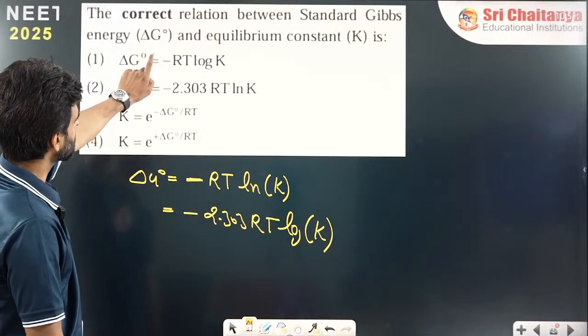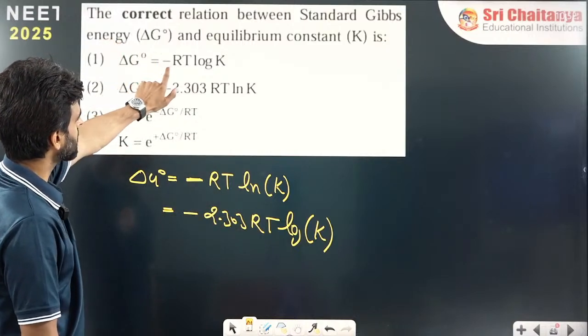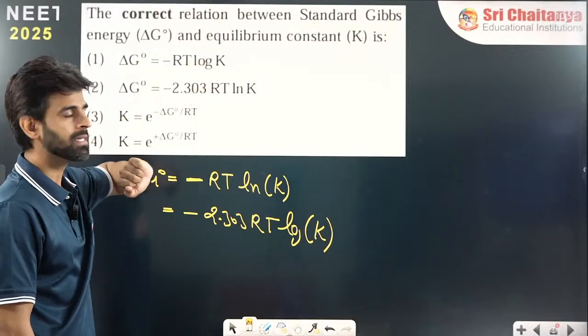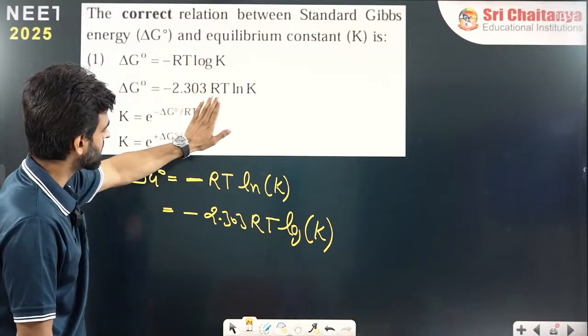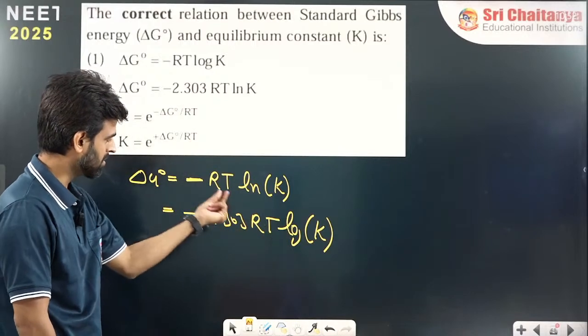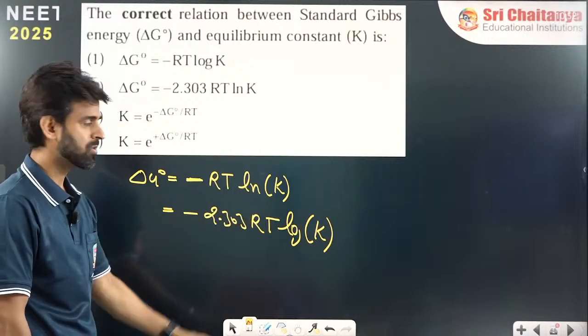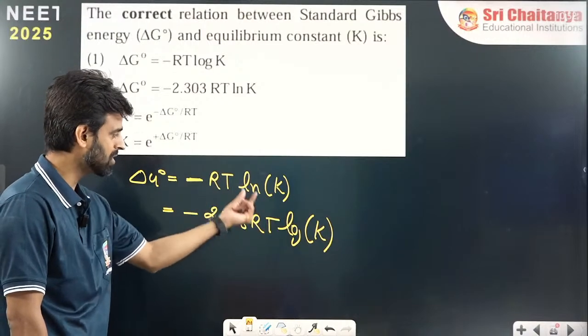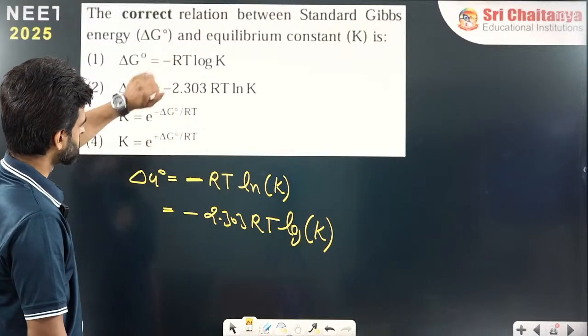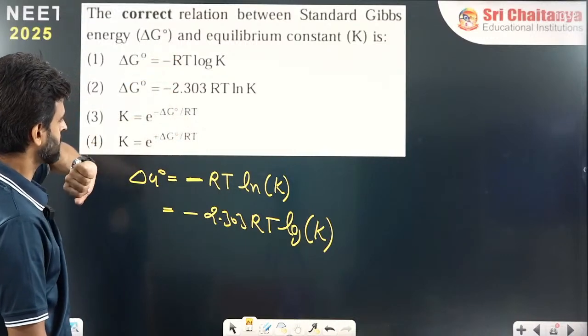Here, what mistake are they making? They are putting here minus RT log K. So here the ln should come if they want to make it right. And here if they are writing log, with this 2.303 log comes, and without this only ln comes, because we use this number to convert ln to log. So they are playing some trick here. So don't get trapped in that part, right?